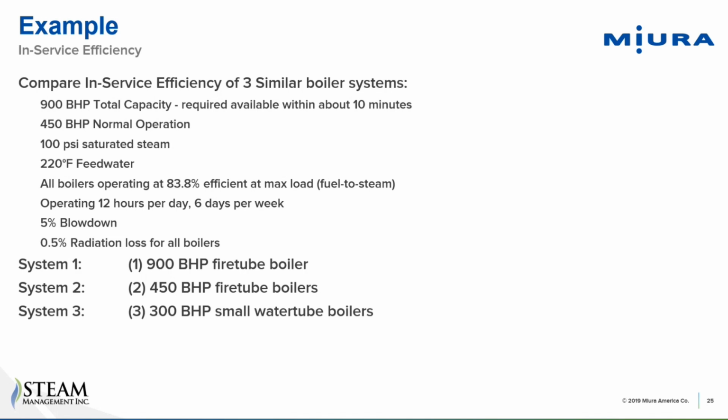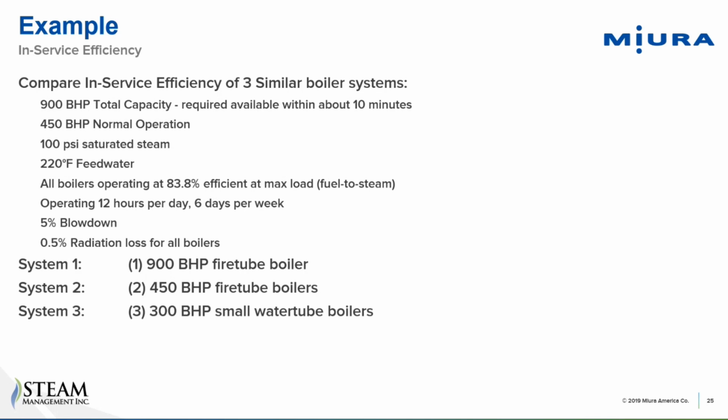100 psi saturated steam, so pretty straightforward system. We're not going to have a superheater or anything like that. And then a deaerator operating at 3 psi or so for 220 degree feed water. For the sake of this argument, we're going to say that all boilers are operating at 83.8% efficient at max load. So that's what we calculated in the first example. We're going to say there's really no difference in the sizing of these boilers. They've been selected for the exact best efficiency at this load. All are the same.